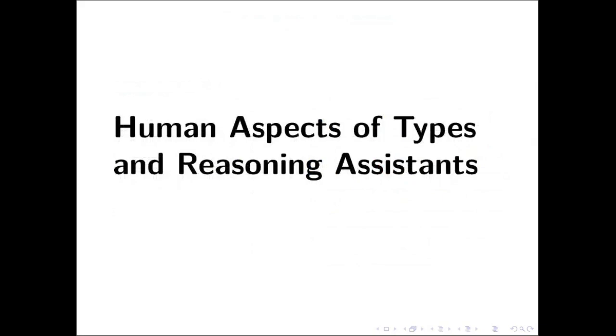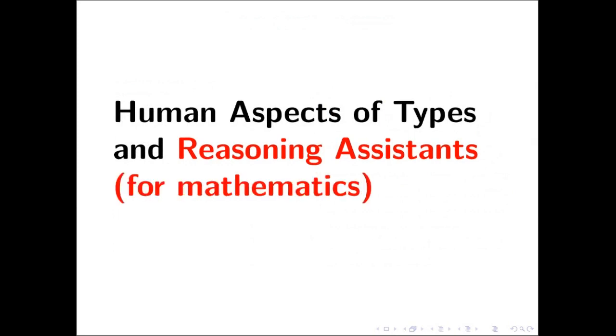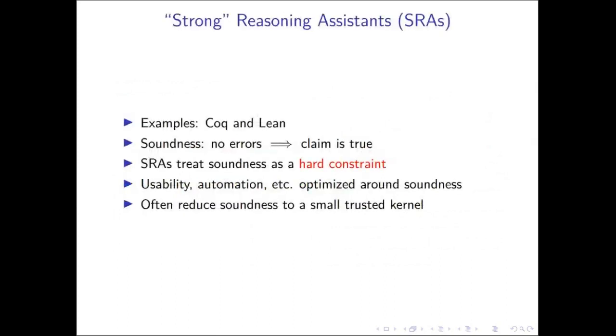Okay, so this is human aspects of types and reasoning assistance. I'm going to focus on the reasoning assistance side, not so much the type side. And I'm specifically interested for this talk in reasoning assistance for mathematicians. Okay, so not thinking about programs, thinking about mathematicians, whether that's hobbyist mathematicians, professional mathematicians, whatever, thinking about algebra, analysis, etc. Okay. So, the thing is about weak reasoning assistance, I'm contrasting that to this notion of strong reasoning assistance.